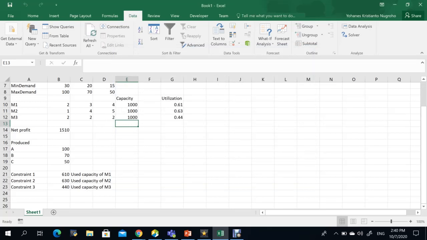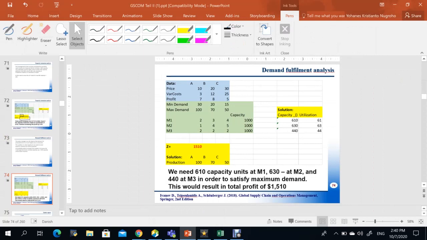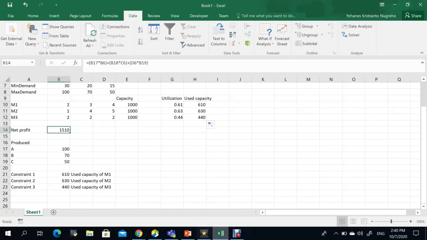However, the used capacity here is equal to 61% times 1000. So 610, 630 and 444, machine number 3. Here it is the used capacity. And the utilization is 61%, 63%, and 44%. And the total profit is 15 and 10. Here we have also 15 and 10.